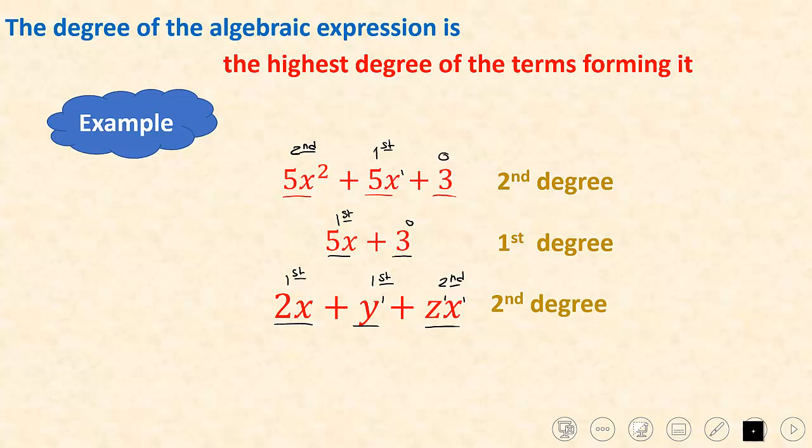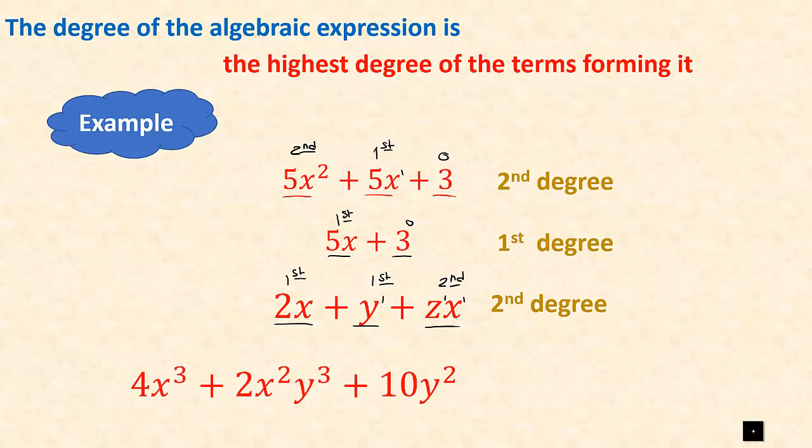Let's have another example. If we say 4x to the power of 3 plus 2x to the power of 2 y to the power of 3 plus 10y squared. Here we have three terms. Let's go and see the degree of each term. In the first term, we have only one algebraic factor, and it has the power of 3, so the degree here is of the third degree.